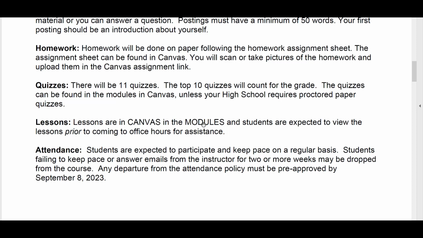A lot of people will just come to me and say, I don't get how to do this. Have you looked at the lessons? Well, no. I just want you to tell me the answers. So it's important to have gone through that because there's a process to that.